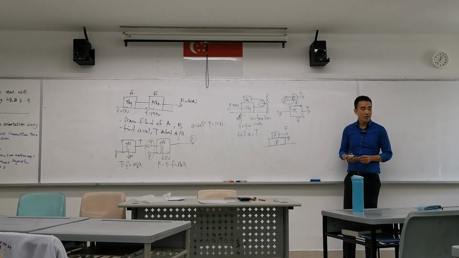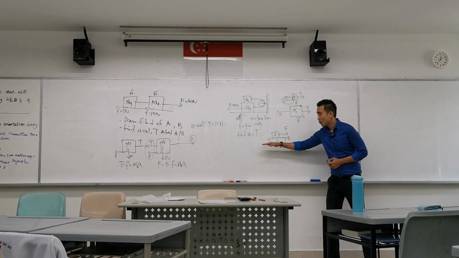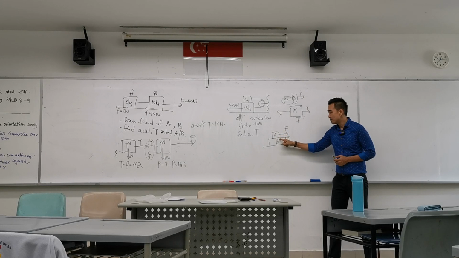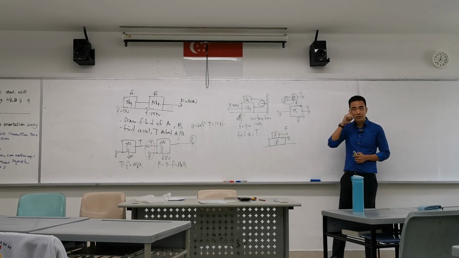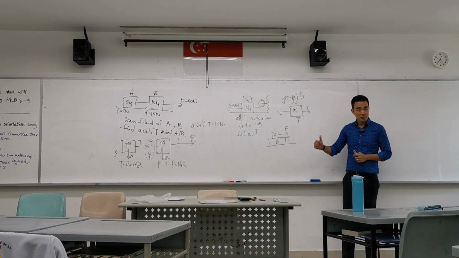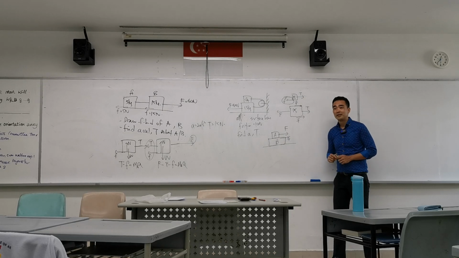How do you know that it's towards the right? Let's simplify even further. Frictionless surface. Only here is there friction. How do you know that the force by A on B is towards here? Think. Where is the direction of acceleration of B? Towards the right. What's the only horizontal force acting on B? Must be towards the right. Therefore, I know that the force by A on B should be towards the right.